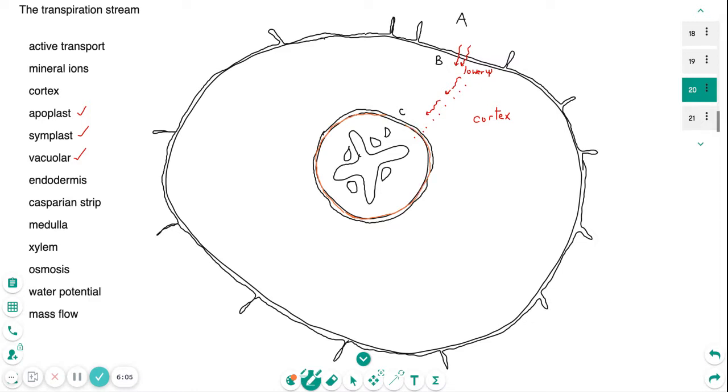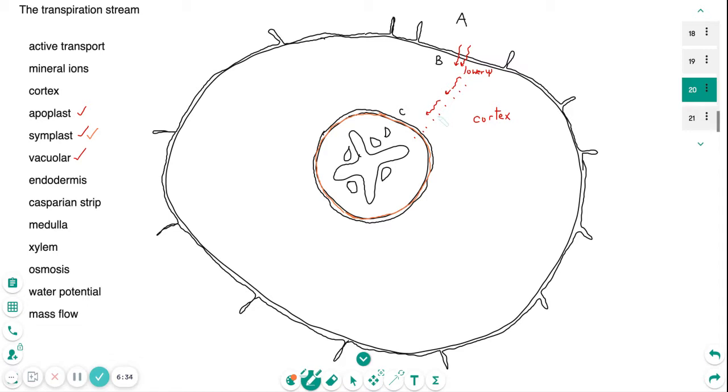And what this is doing is preventing the apoplast pathway from continuing. Because the apoplast pathway, if you remember, is the pathway which runs through the cell walls. Suddenly now it comes in contact with this waxy layer, and it's forced inside the cells, in with the cytoplasm, and then the water that was moving through the apoplast pathway is now being forced into the symplast pathway.